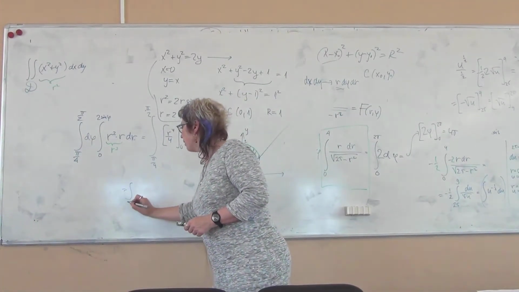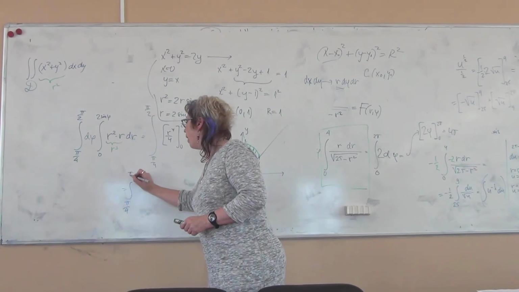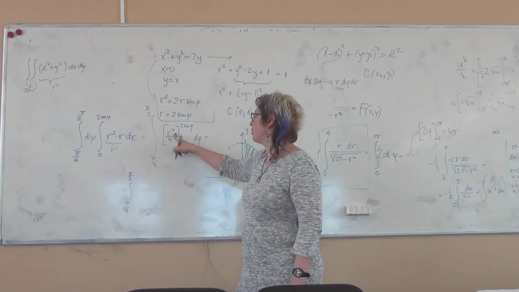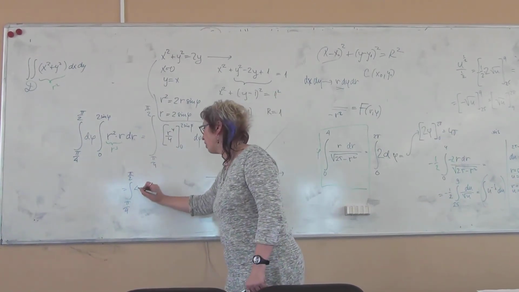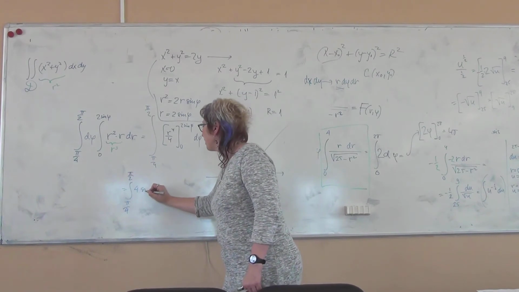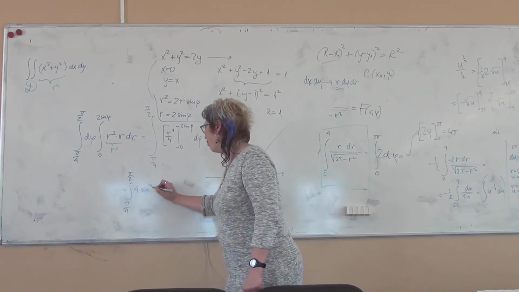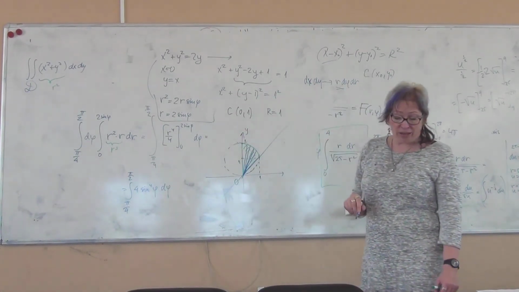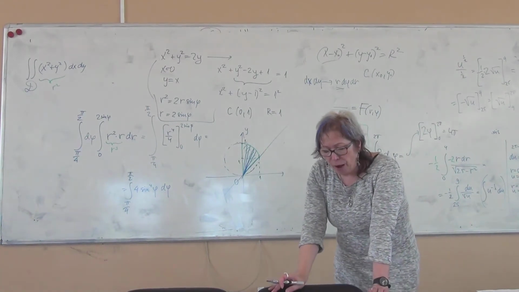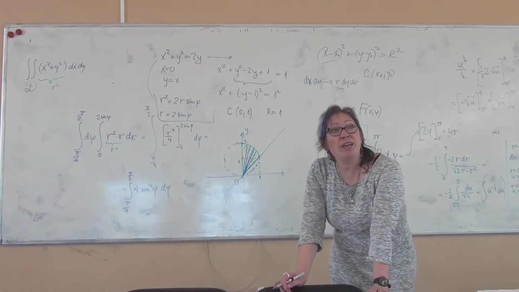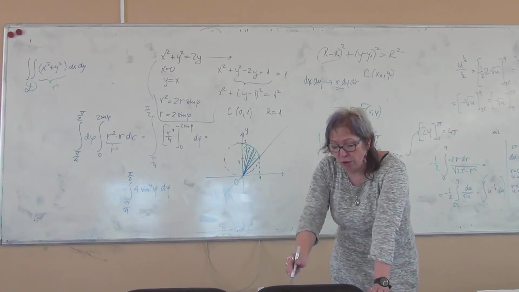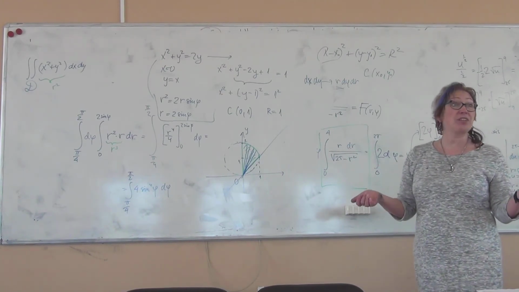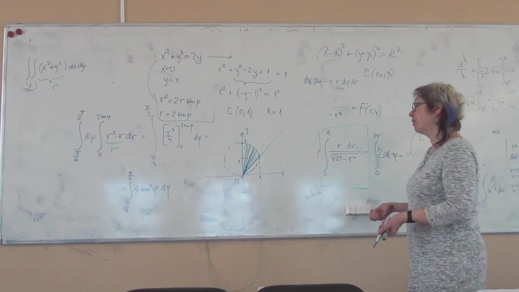So what we have is, from pi over 4 to pi over 2, 2 to the 4th is 16, divided by 4 is just 4, and then we have sine to the 4th of phi d phi. Okay. The 4th power of sine, we have to use, as I have shown before, formulas for decreasing the exponent.